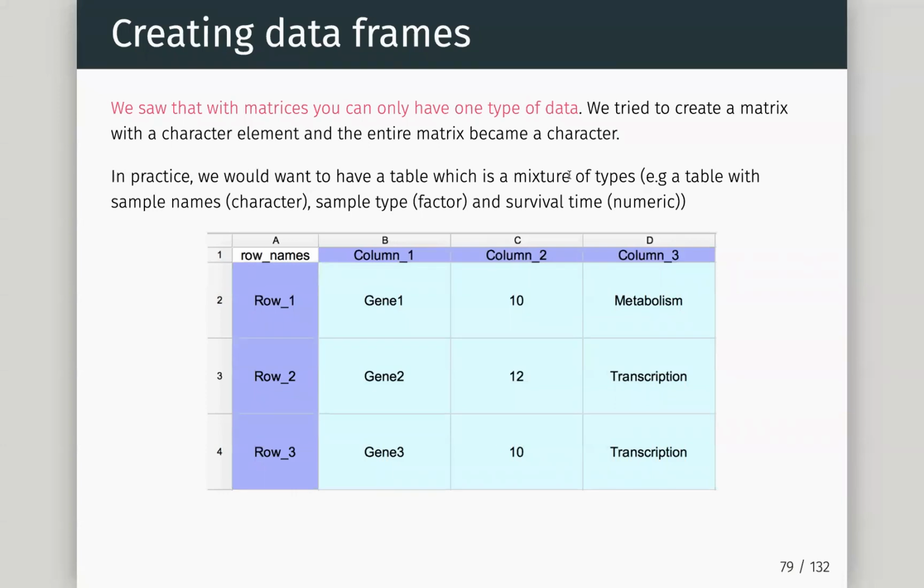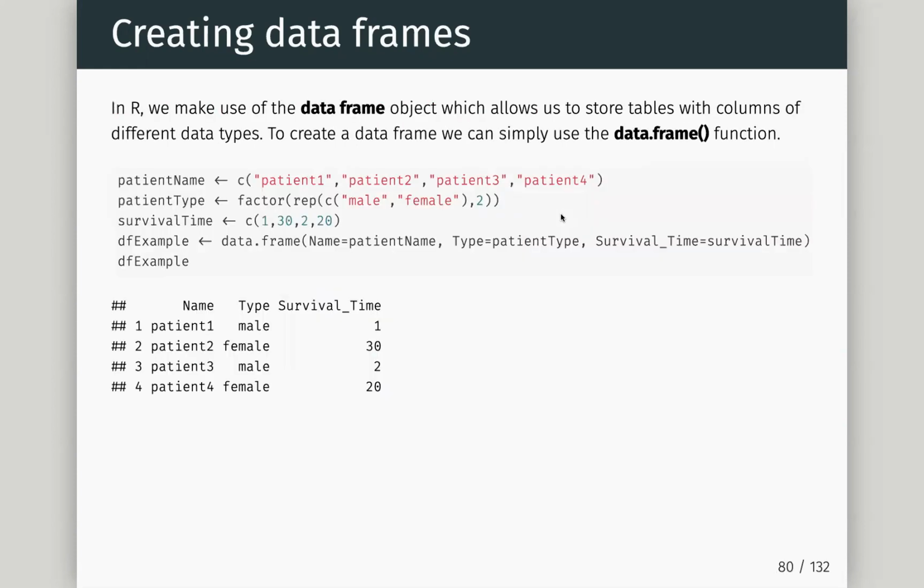So in practice, we probably want tables which are a mixture of these data types. We want a table maybe with character for the gene name, maybe a factor for the type of gene it is, and a numeric value for the score, the signal for that gene. So in R, we can make use of the data frame object, which allows us to store tables with columns of different data types. To create a data frame, rather than the matrix function, we use the data.frame function. There is a slightly different way of setting it up.